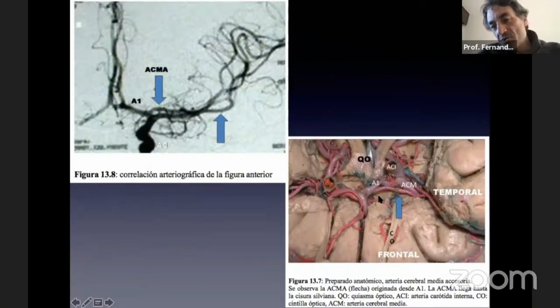And this is not a beautiful anatomic specimen, but we can identify here the carotid, the optic chiasm, A1 from one side, A1 from the other side, the anterior interhemispheric fissure, the middle cerebral artery here, and this artery going to the insula in front of the middle cerebral artery. This is an accessory middle cerebral artery taking its origin from the A1, A2 transition.